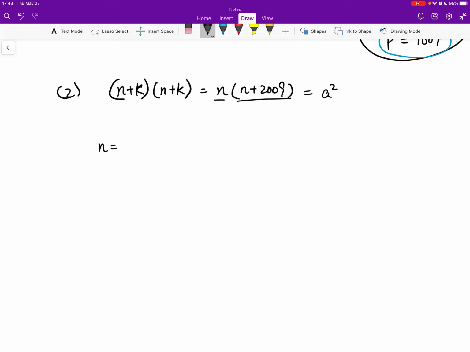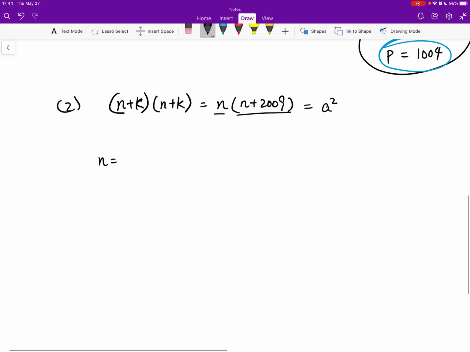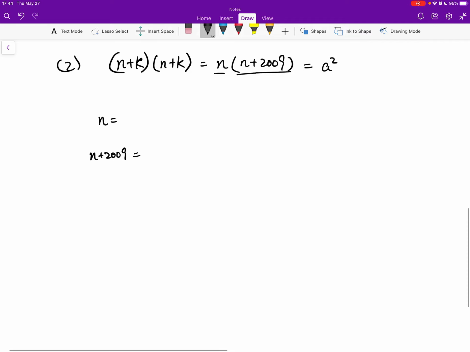Hypothetically, say n is made up of a bunch of numbers multiplied together. Actually, we've already used a, so let's not use that. N equals a bunch of numbers multiplied together, and n plus 2009 is also a bunch of numbers multiplied together. The first thing I want to show you is that these two numbers are co-prime, with no common factor other than 2009 between them.